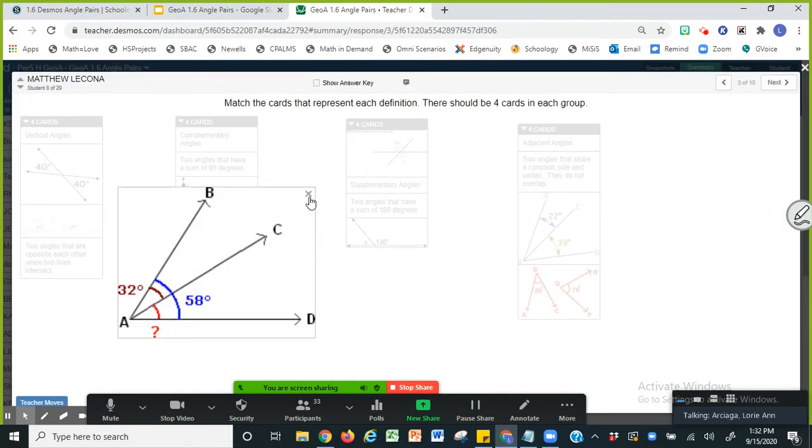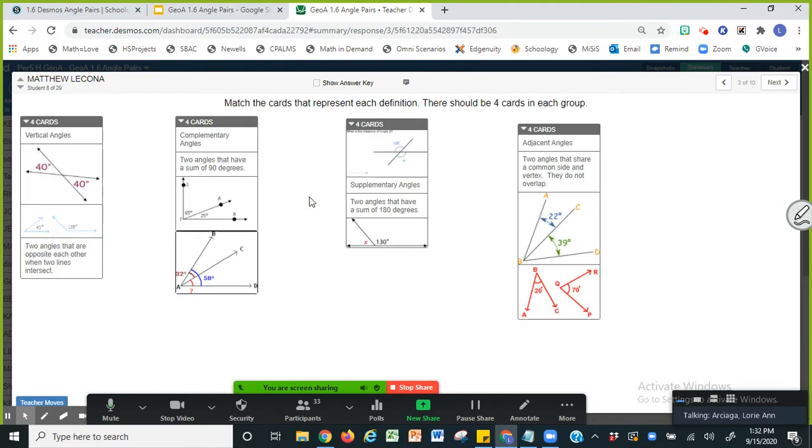Okay. This one is okay, complementary. All right. Matthew, if I may comment on your last stack of cards, Josiah mentioned earlier that adjacent angles are those that are side by side and together. So maybe you need to move your red picture somewhere else. Okay? Yep.